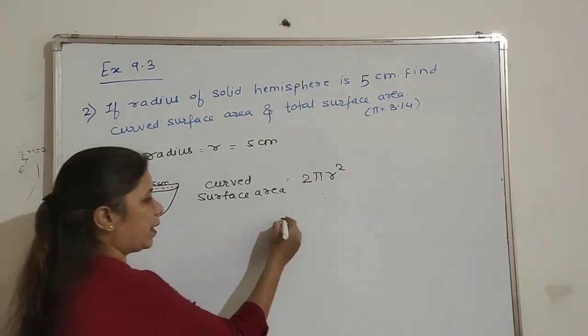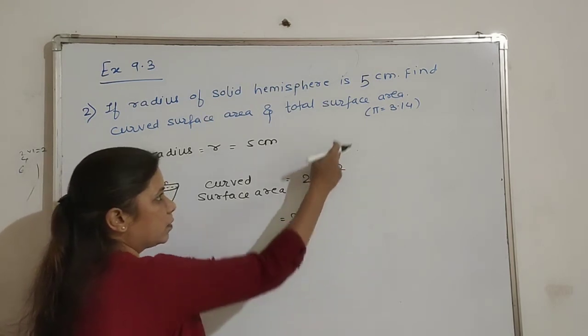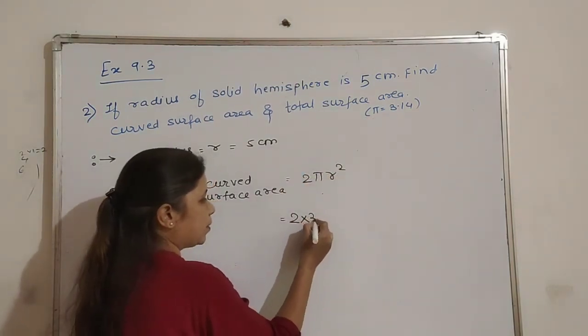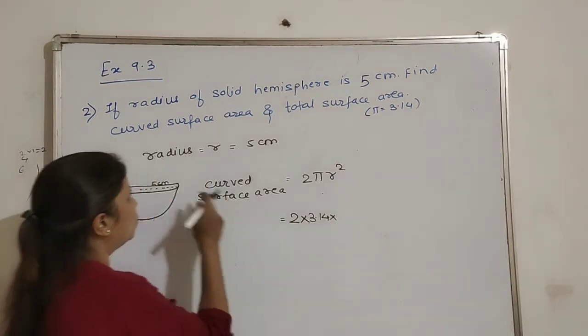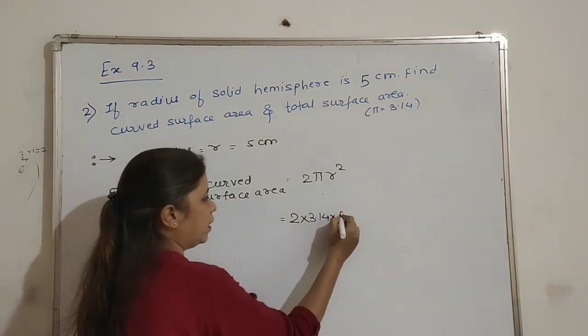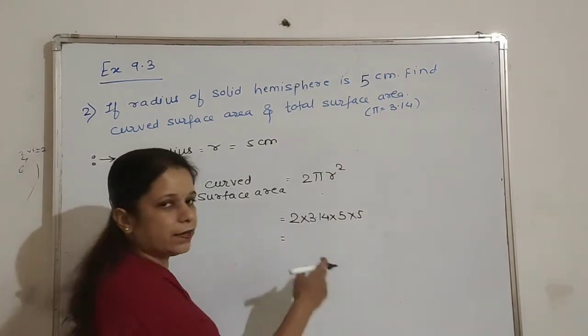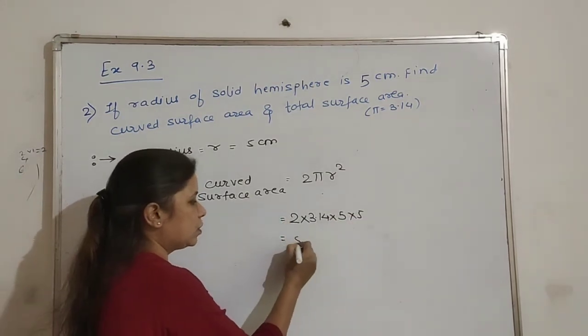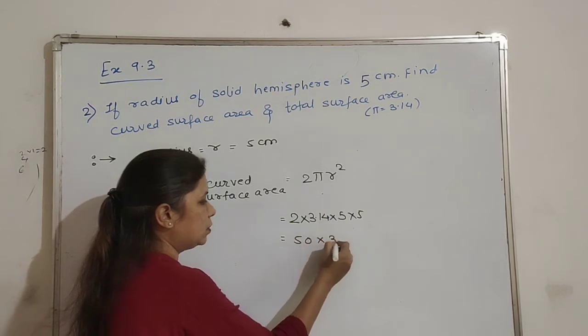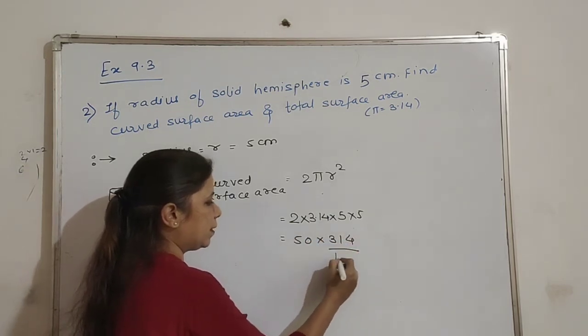Okay, calculation part is very simple. 2, value of pi is given to you as 3.14 into r. R is 5 into 5. So 5 5s are 25, 25 2s are 50. So 50 into 314 divided by 100.